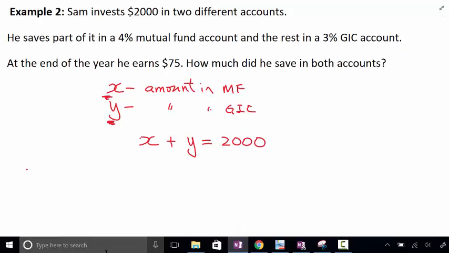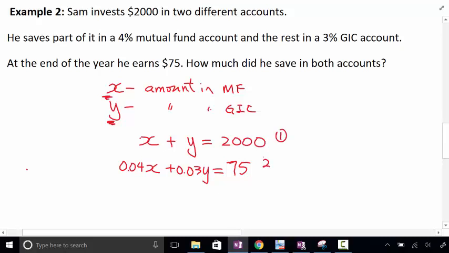Now, what is the next equation that you can find? Yeah, 0.04x plus 0.03y is equal to $75. Is everyone okay so far? Okay, now let me label them again. Let me label this as 1 and this one as 2.